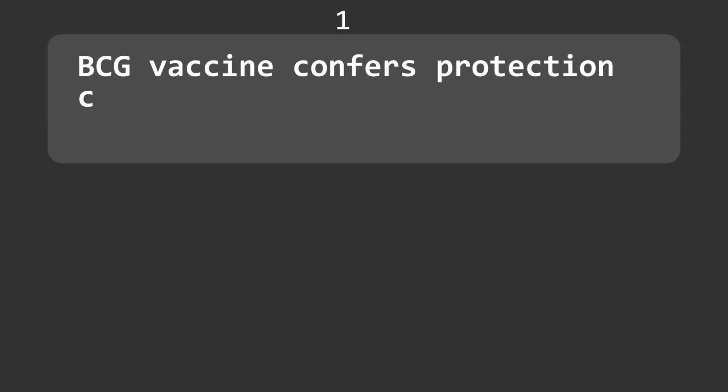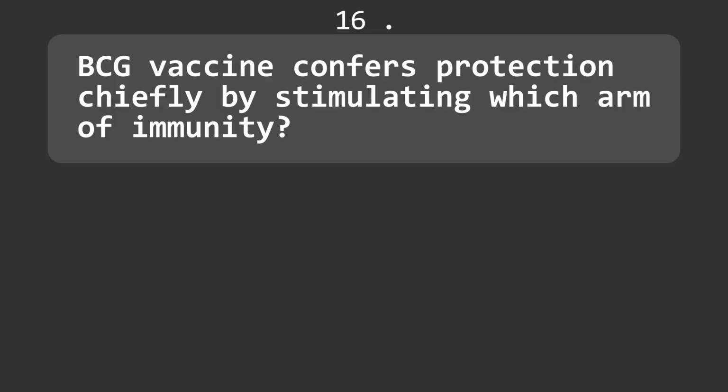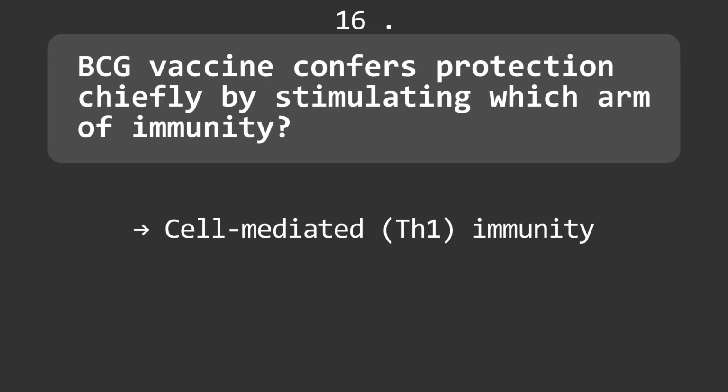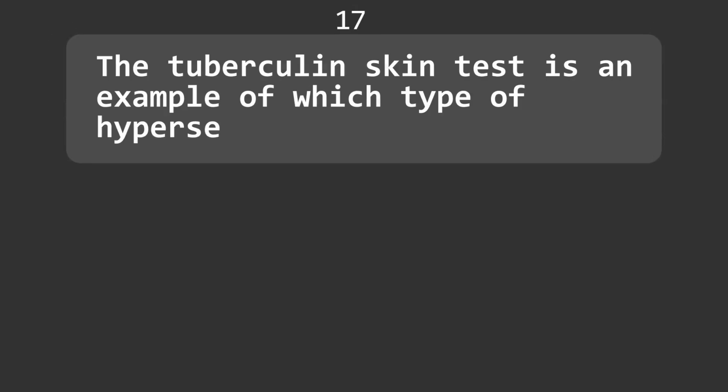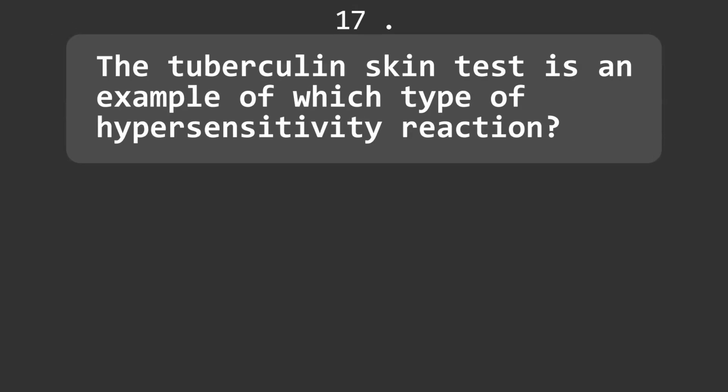BCG vaccine confers protection chiefly by stimulating which arm of immunity? Cell-mediated Th1 immunity. The tuberculin skin test is an example of which type of hypersensitivity reaction? Type 4, delayed type.